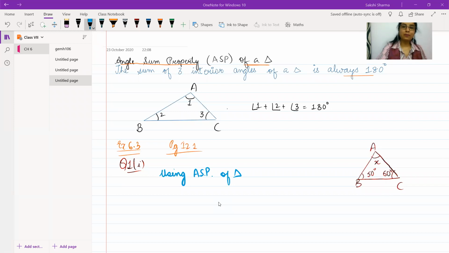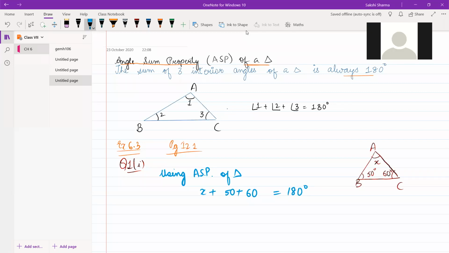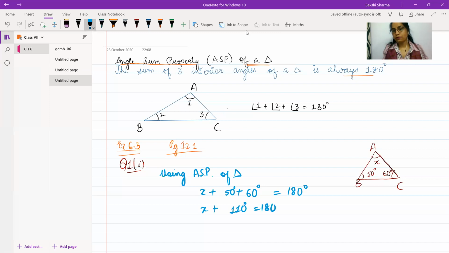Using the angle sum property of a triangle, the sum of the three angles will be written equal to 180 degrees. You will get an equation. So take the values of the three angles: x plus 50 plus 60. The sum should be equal to 180 degrees. You can put degrees with the values that you have. By solving, you will be able to obtain the value for x.